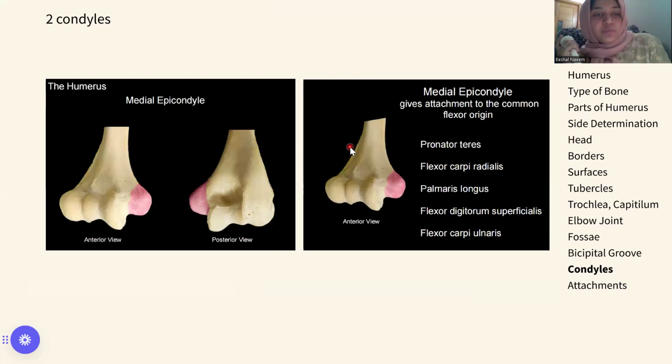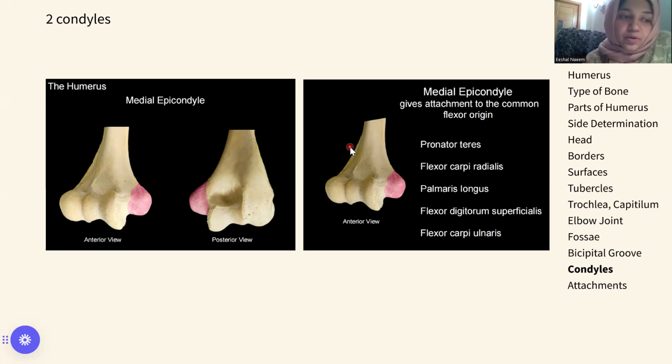Now when we're talking about the condyles of the humerus, we have the medial epicondyle, which is very prominent, right? It's very prominent, the medial epicondyle. The distal end of the humerus contains two condyles, the lateral condyle here. Can you see this here? The lateral epicondyle and the medial epicondyle.